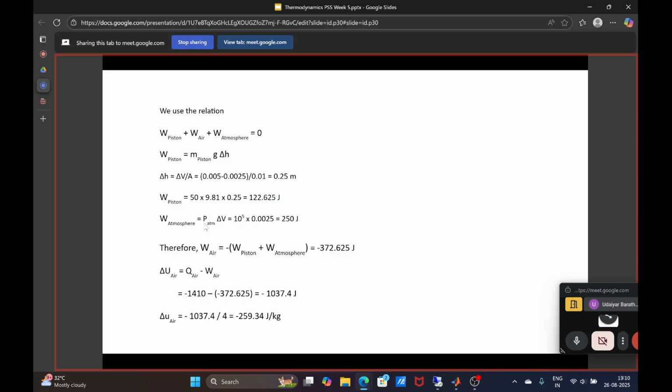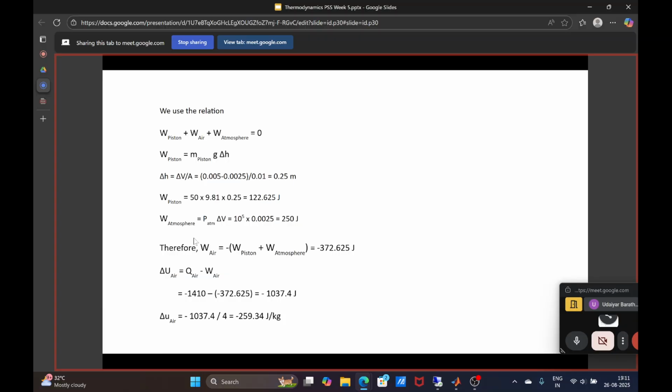So the atmospheric work will be P atmosphere into delta V. So assuming 100 kilopascal is atmospheric pressure, we get 10 power 5 into 0.0025, which is the change in volume. So 0.005 minus 0.0025 gives 0.0025, which comes out to be 250 joules. That is the atmospheric work.